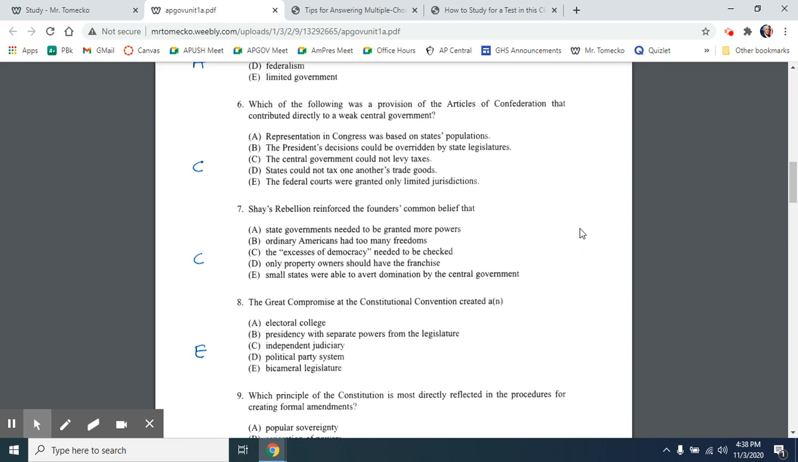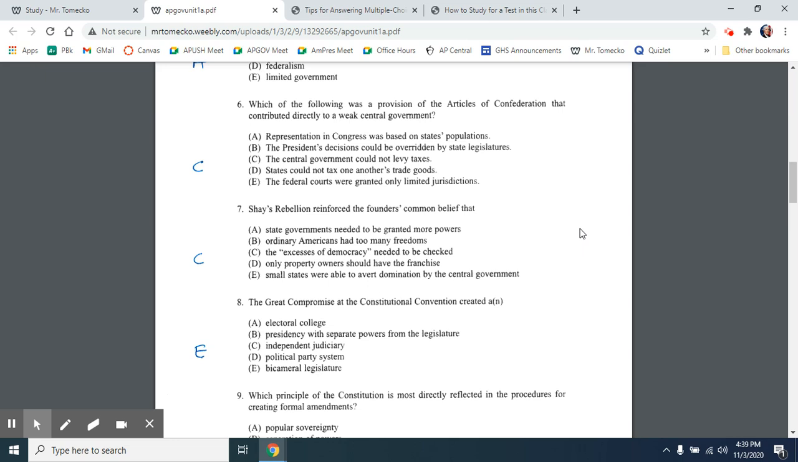So it says, which of the following was a provision of the Articles of Confederation that contributed directly to a weak central government? Do we understand all the key words in this question? Do we know what the Articles of Confederation is? Do we know what they mean by a weak central government? Do we see that they want us to identify a provision of the Articles and one that led to or supports the idea that the central government was weak? So step 1 is to make sure you understand the question.